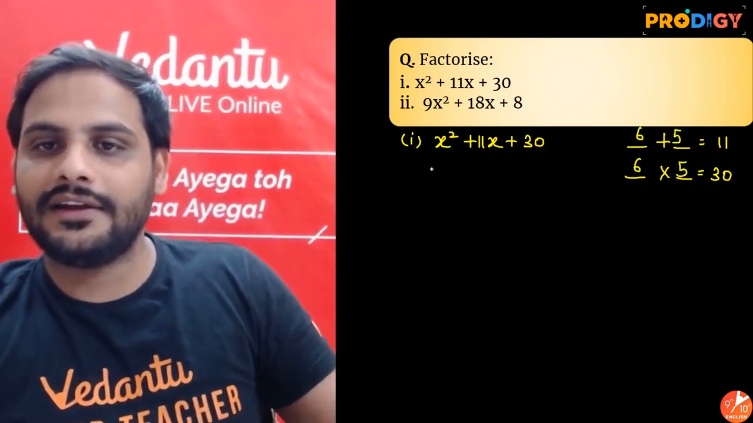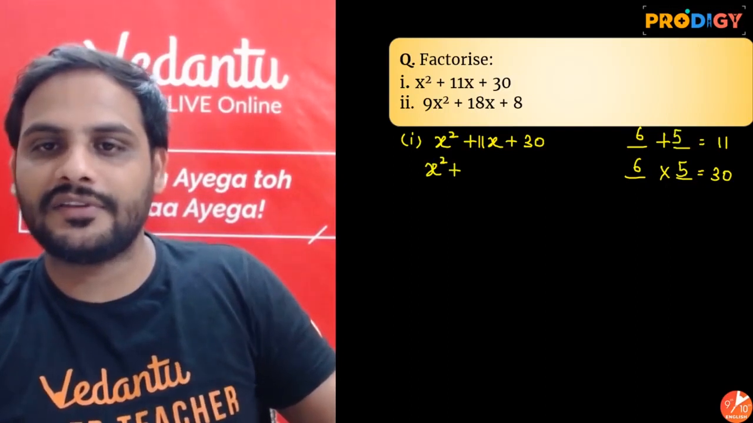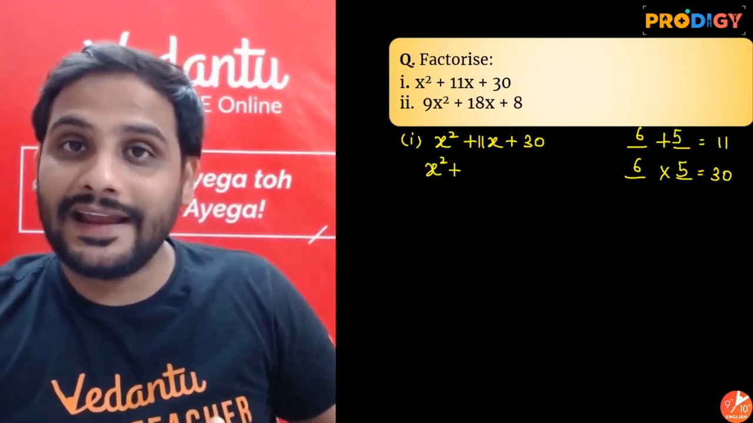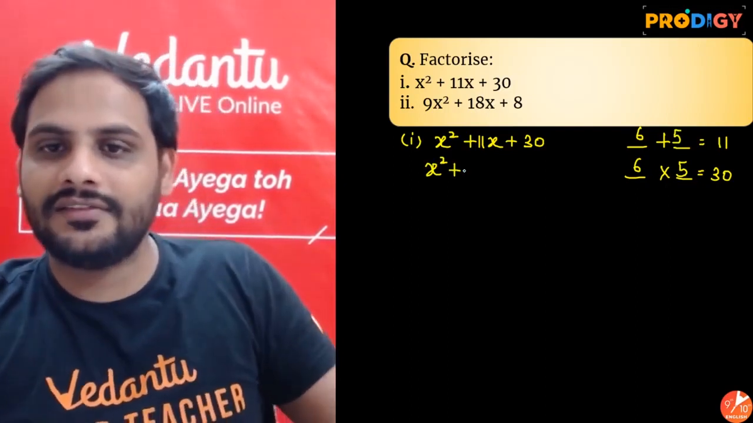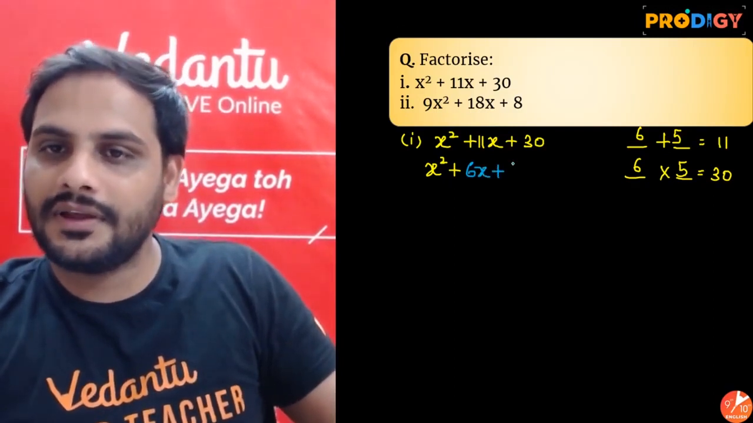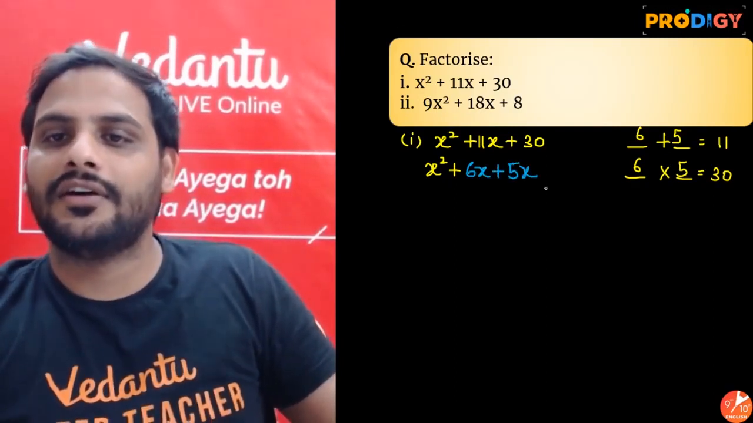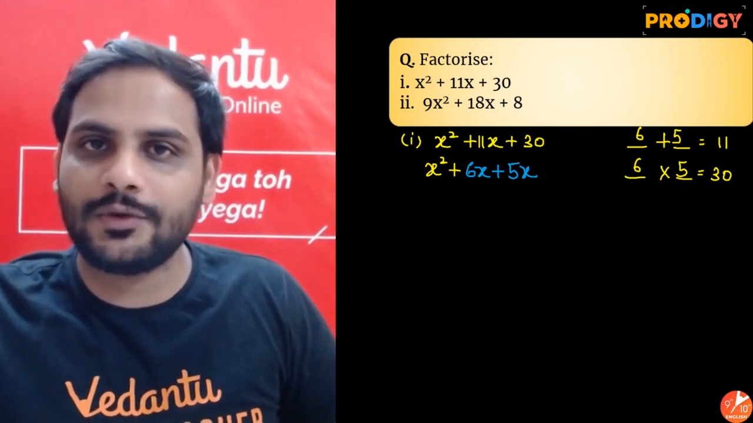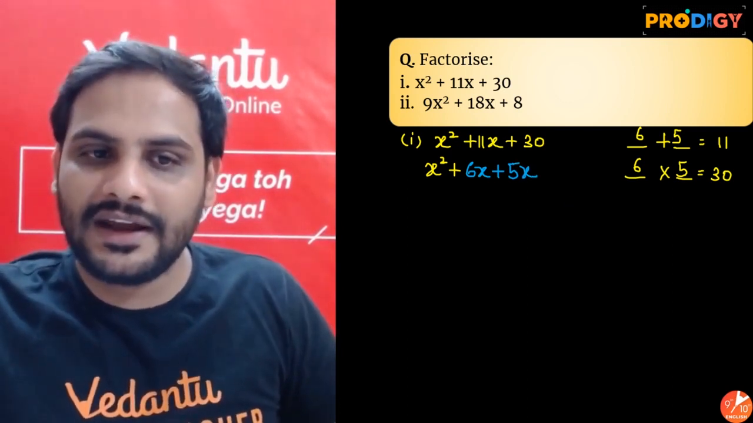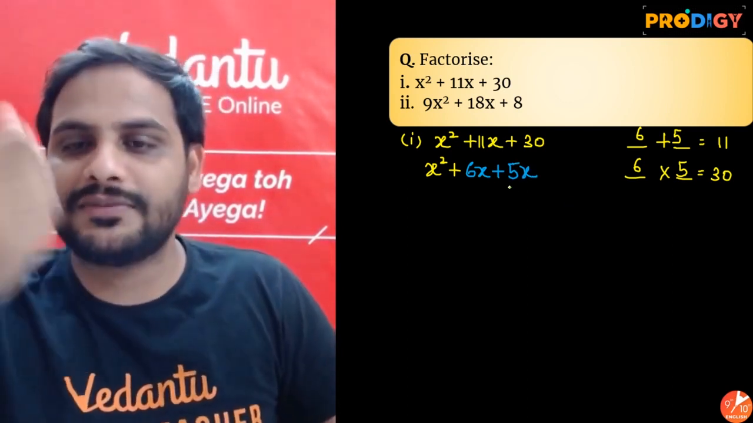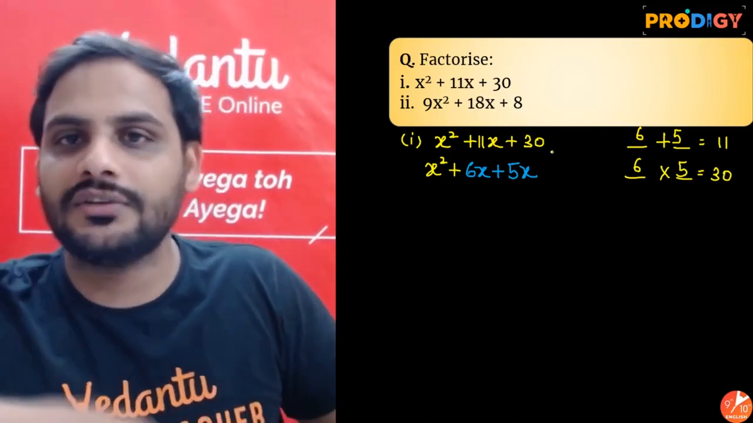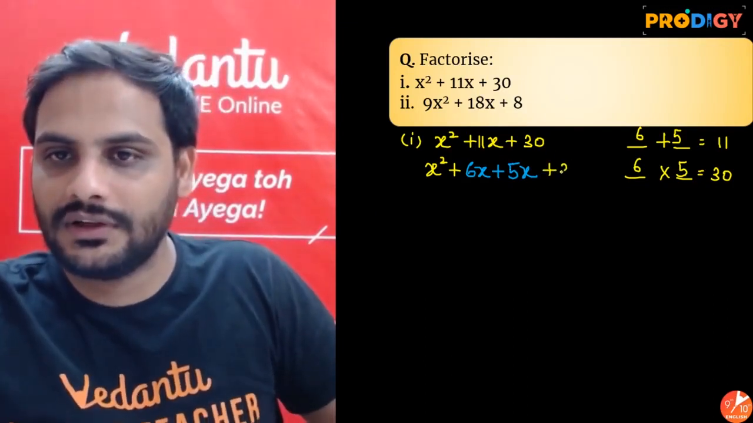So I can see the numbers are 6 and 5. Right? Now write 11x, which is present in the middle, as 6x plus 5x. Alright. So I have not changed the equation. 11x I am writing as 6x plus 5x. 6x plus 5x is what? 11x only. So I have not changed anything in the equation. Plus 30.